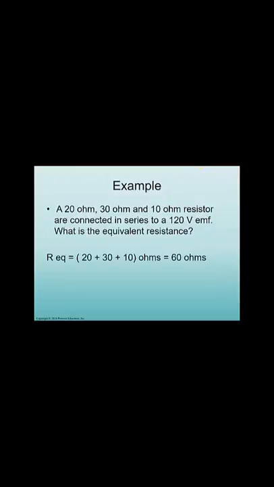If I have a 20 ohm, a 30 ohm, and a 10 ohm resistor connected in series to a 120 volt source, what is the equivalent resistance? The equivalent resistance would just be 20 plus 30 plus 10 or 60 ohms.